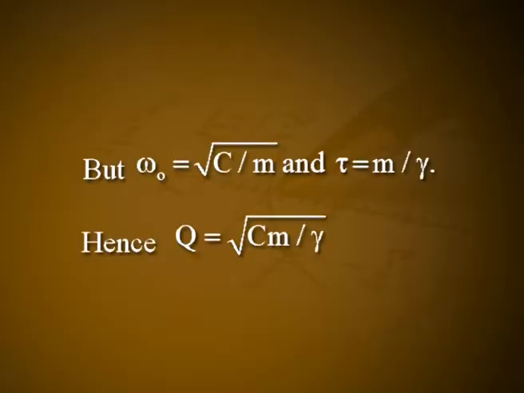In the case of low damping, Q is equal to omega naught into tau, but omega naught is equal to square root of C by m and tau is equal to m by gamma. Hence, Q is equal to square root of Cm divided by gamma. If Q is high, then the damping of the oscillating system is low. Thus, Q is a measure of the extent to which the oscillator is free from damping. For an undamped oscillator, gamma is equal to 0, so that Q is infinite.